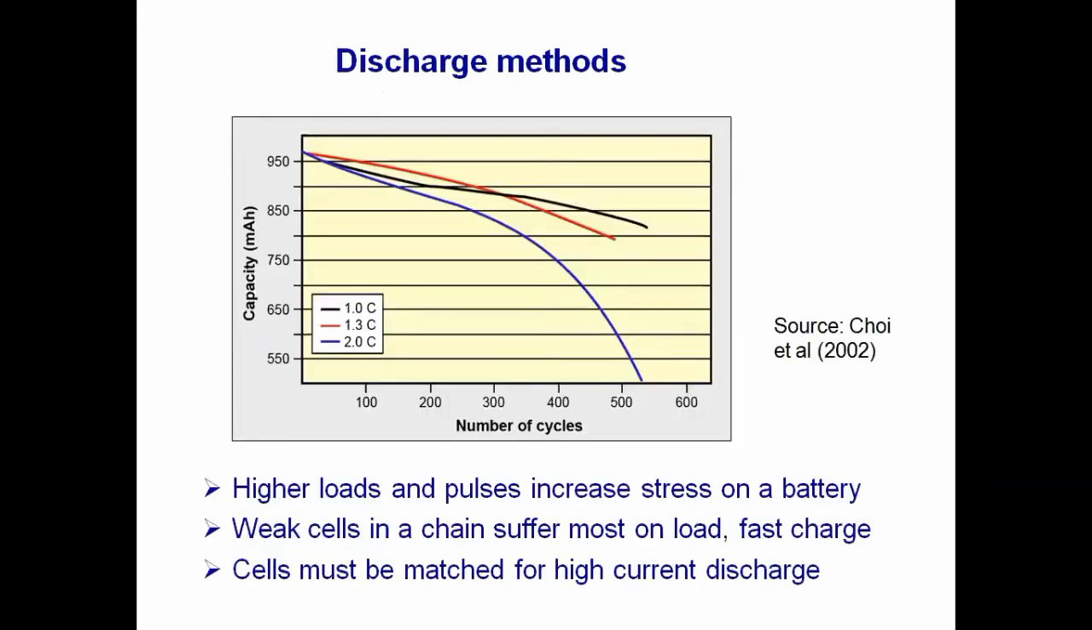Discharging methods: how to discharge, that is, how to convert chemical energy into electrical energy. The capacity of the battery is in milliampere hours with respect to the number of cycles. Higher loads and pulses increase stress on the battery. Whenever the load is increased, the pulses increase, and the stress on the battery increases. Cells in a chain suffer most under load. Cells must be matched for higher current discharge. These are the performance issues faced during discharging.